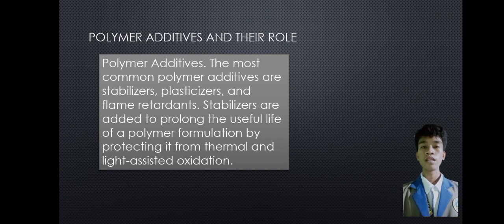Number one is plasticizer. These additives increase the flexibility and workability of polymers by reducing their glass transition temperature. Plasticizers are commonly used in PVC or polyvinyl chloride to make it more flexible and easier to process.